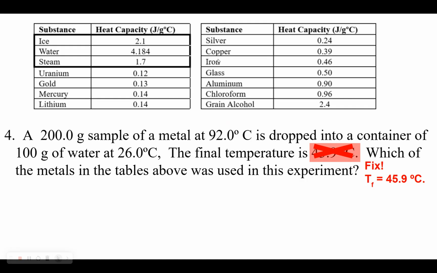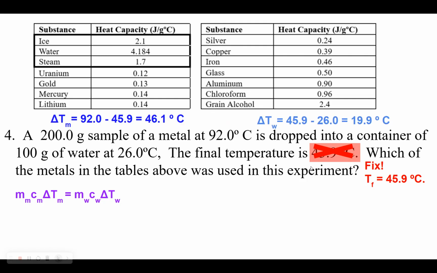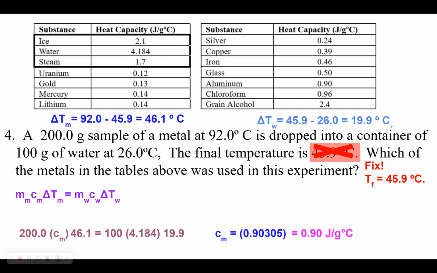We're going to go through the same process here as we did in the last one. We've got two things changing temperature, our metal and our water. And so we're going to find how much each of them separately is changing temperature by, just doing that temperature calculation from where they started minus where they ended. And then if we plug all of those numbers in, being very careful to keep all the metal numbers together, all the water numbers together, simplify and solve, then our C of our metal is going to be something like 0.90305, which we would round down to 2 sig figs. And this does end up matching exactly with aluminum.